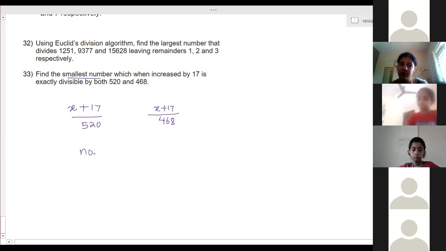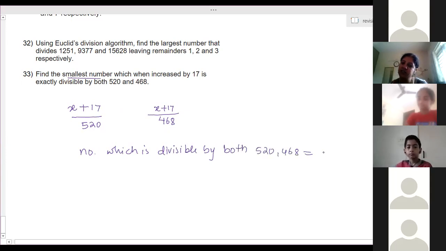HCF. A number which is divisible by both 520 and 468 is its LCM. So the LCM of the number is equal to x plus 17. So this means LCM is equal to x plus 17. We need to calculate x. So how to find out the x value? LCM minus 17 is equal to x.